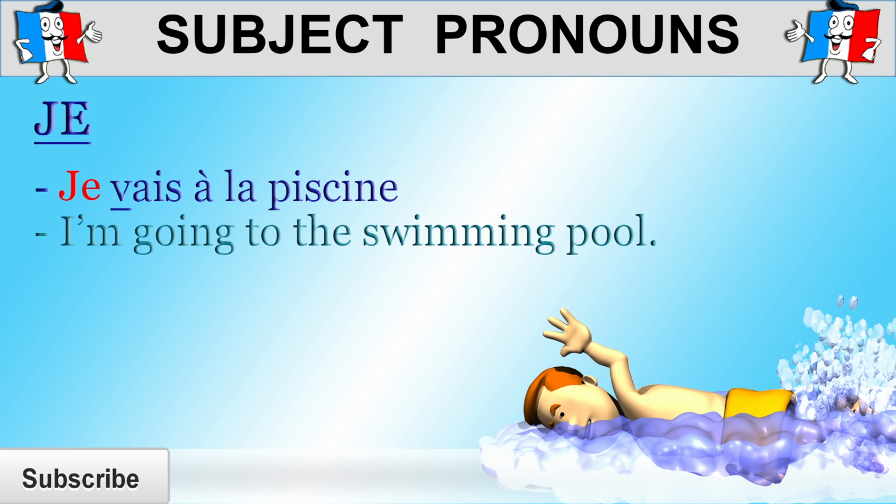I'm going to the swimming pool. We're using je because the following word starts with a consonant. J'y vais, I'm going. We're using j' because it is followed by y.